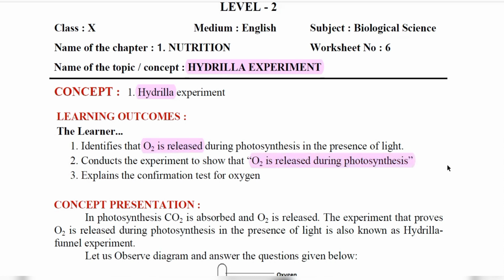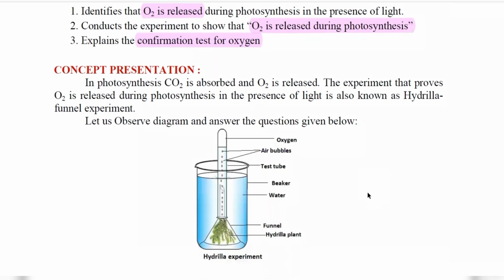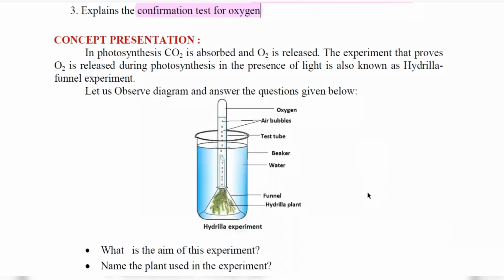Oxygen is released during photosynthesis. The learner conducts this experiment and he explains the confirmation test for oxygen. The learner can confirm the test for oxygen. Now here is the main concept presentation.